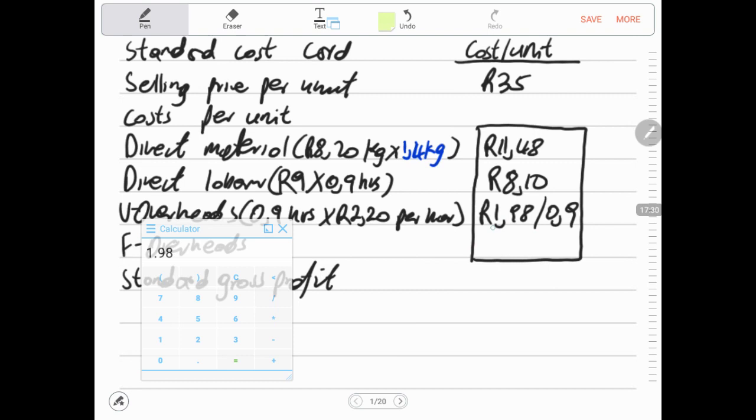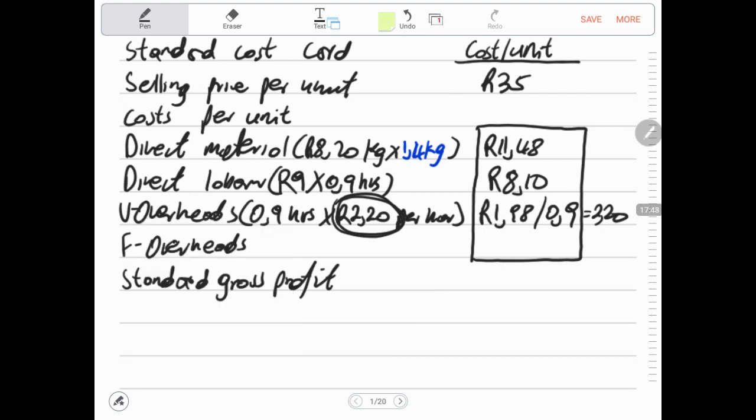And if we do so, that will give us the 2 rand 20 cents. In case of the 2 rand 20 cents, I did not substitute it immediately. So now it was going to be 1 rand 98, divide this by 0.9 hours, and that will still give us 2 rand 20 cents as the rate per hour now. So now either way, you'll still come up to the same calculations. So now make sure that you master this in all dimensions, because you can be assessed at any of the dimensions.